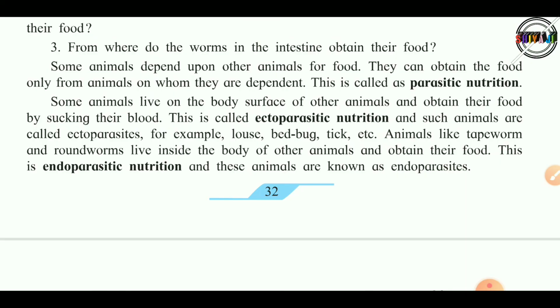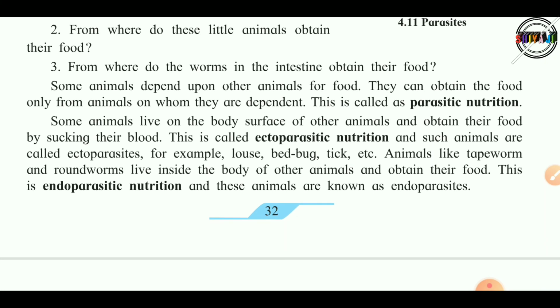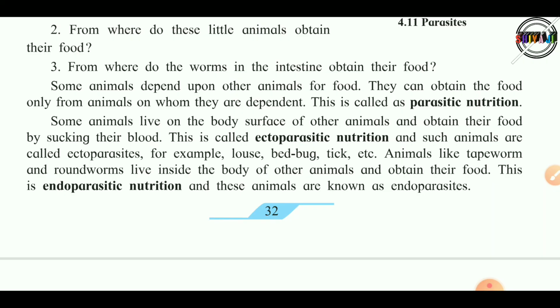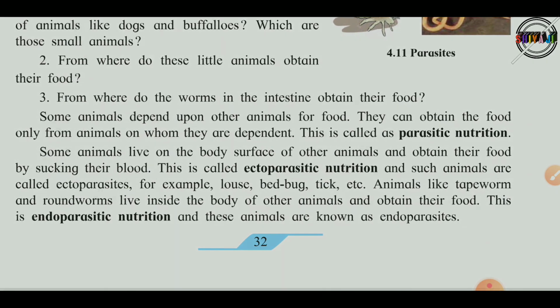Animals like tapeworm and roundworm live inside the body of other animals and obtain their food. You know, tapeworm and roundworm live inside the body of other animals and obtain their food. This is endoparasitic nutrition, and these animals are known as endoparasites.